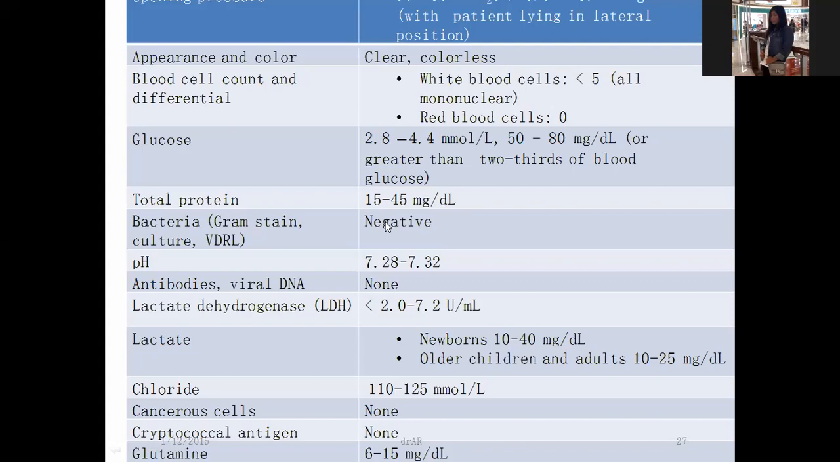Total protein, bacteria: we can go for Gram stain, culture, VDRL, which should be negative. The normal pH of CSF is 7.28 to 7.32. And then we can go for lactate dehydrogenase, lactate, chloride, any cancerous cells, glutamine, cryptococcal, and these are the things that we can go for in a CSF analysis. All right.